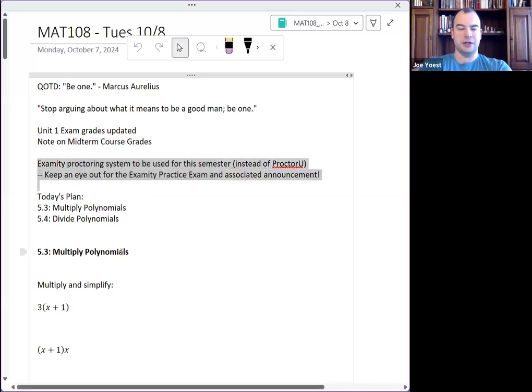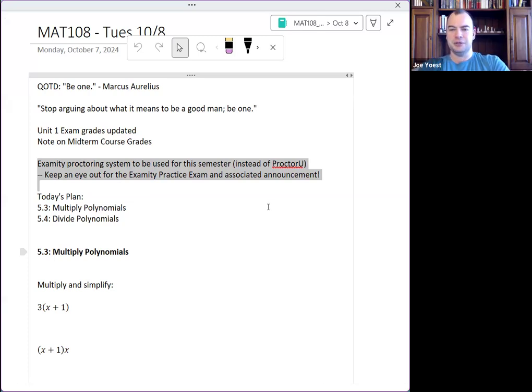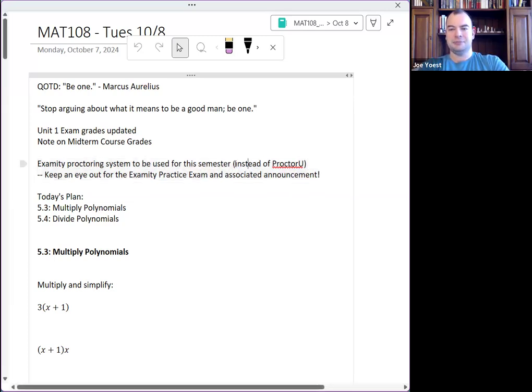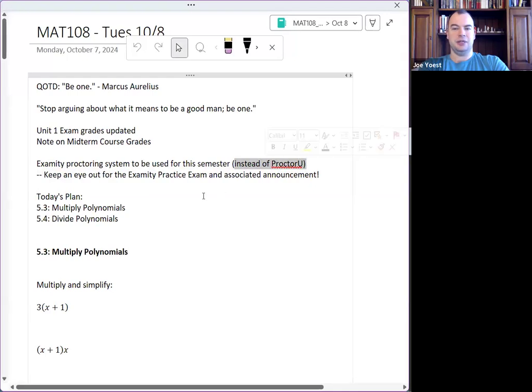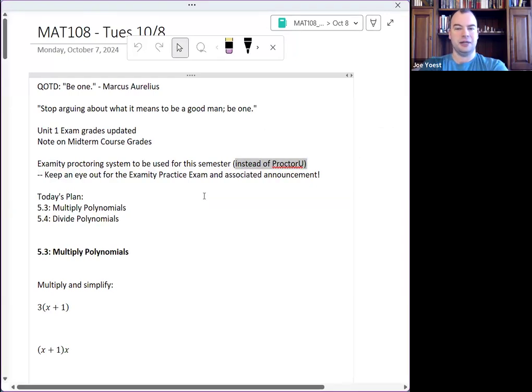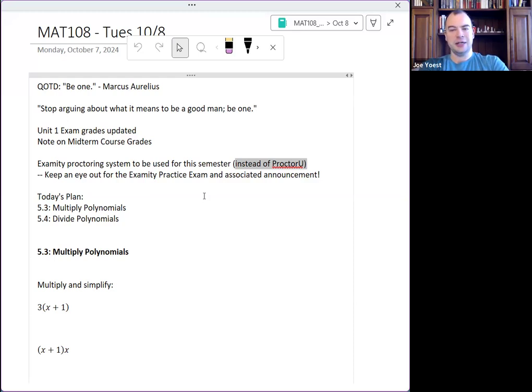So I met with CCAC's lead guy for Proctor U. Proctor U is the test proctoring system that CCAC is transitioning to. We're moving away from Examity, going to Proctor U. That implementation was to happen this semester.